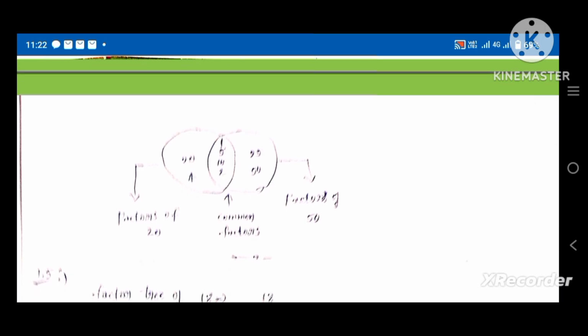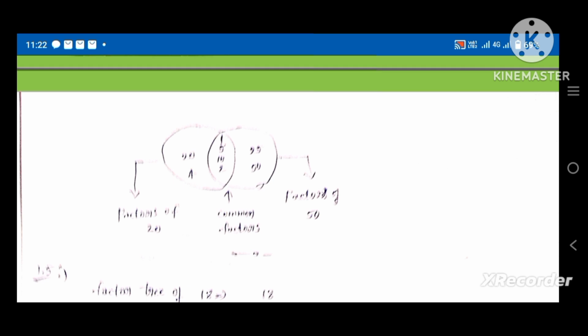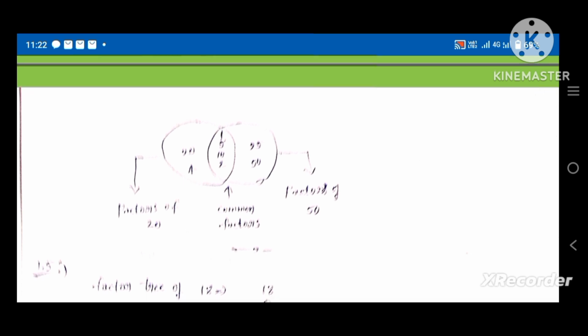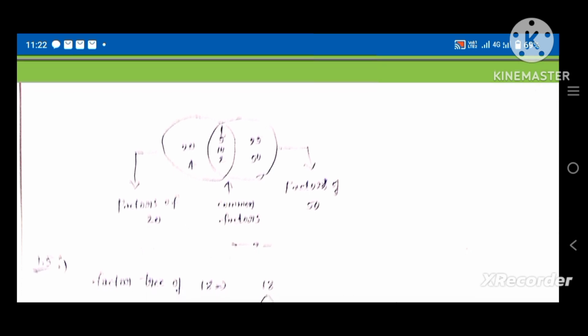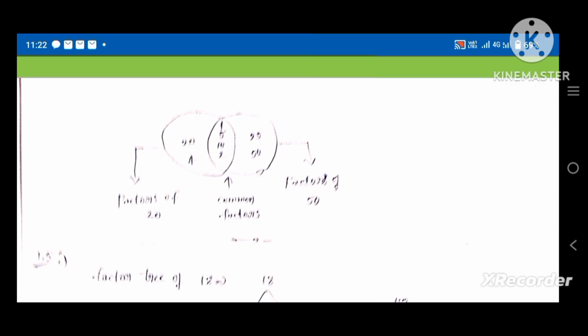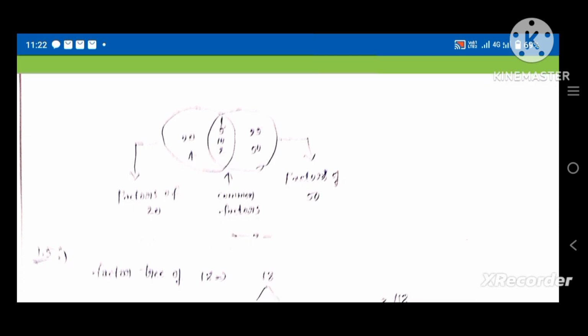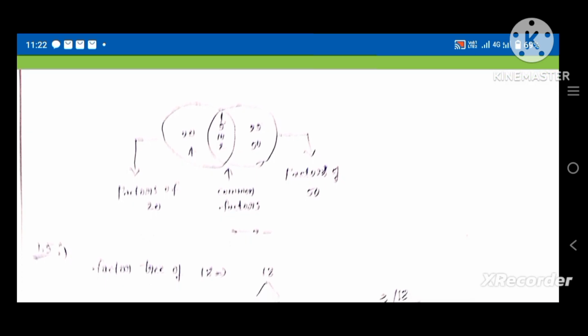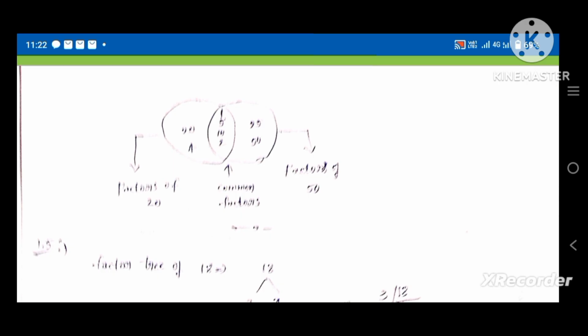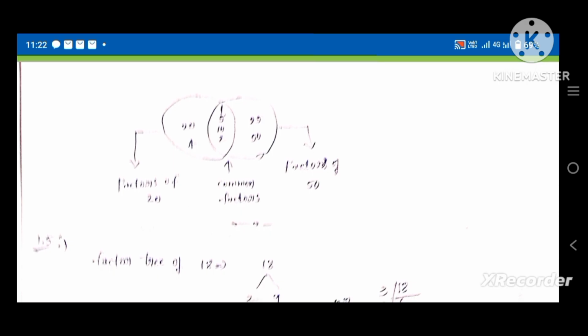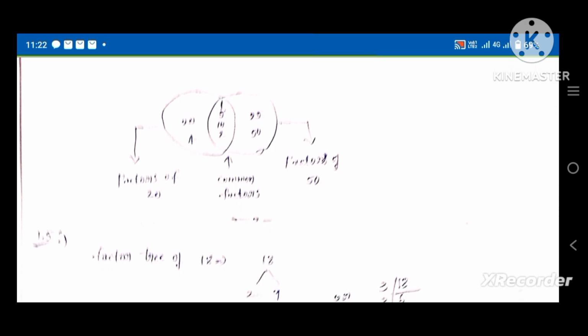Common factors of 20 are 2, 4. Common factors are 1, 5, 2. Common factors of 50 are 25, 50. 1.5. Factors of 12, 18.